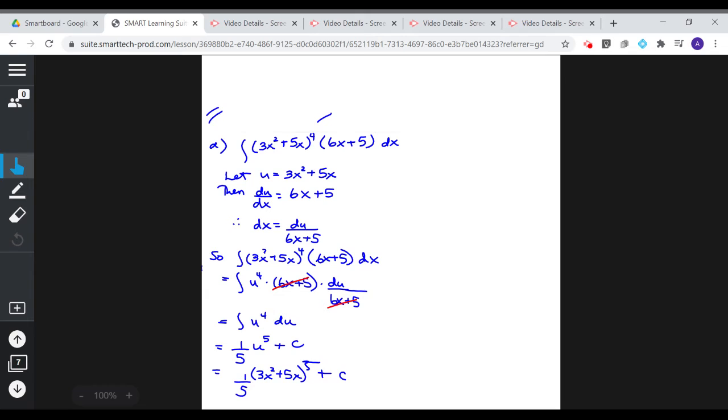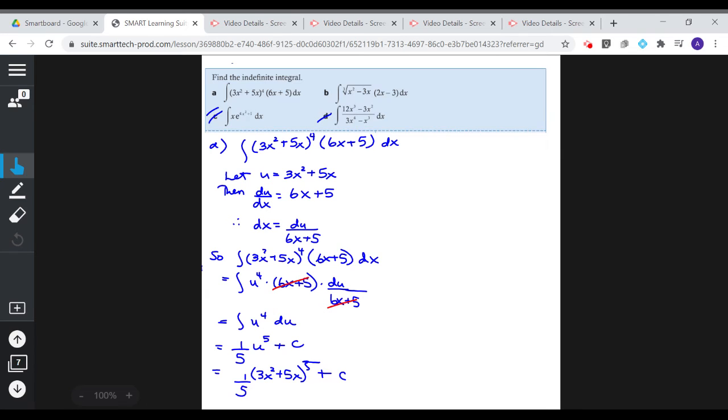And we're going to take a look at two more examples. This first one is very similar to the ones we've already done. The only thing is you might not be sure which one you should substitute u for. I'm going to suggest that you always pick the one that is being raised to the exponent. Also, we notice that if I took the derivative of this expression, I do get 6x plus 5. So I chose 3x squared plus 5x to be u. I took the derivative, and indeed I got 6x plus 5. I isolated for dx.